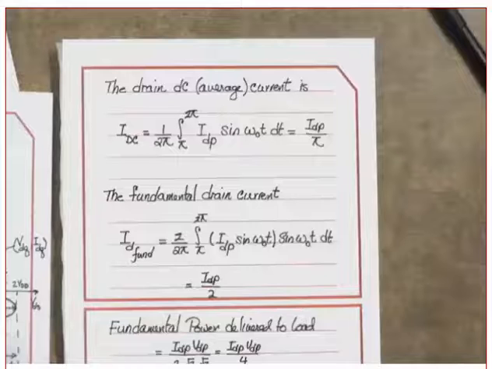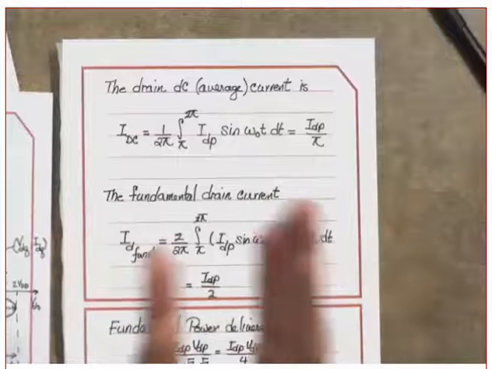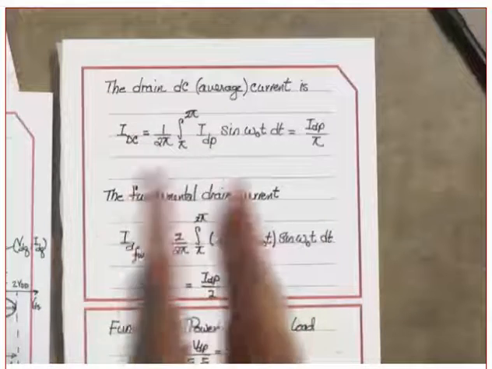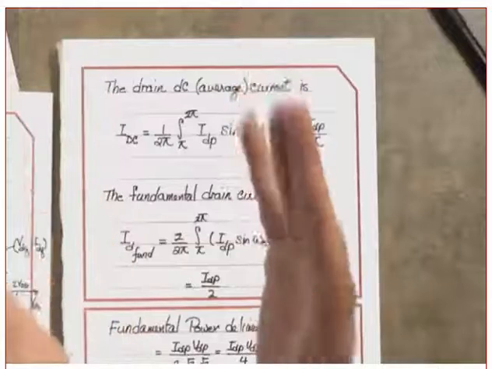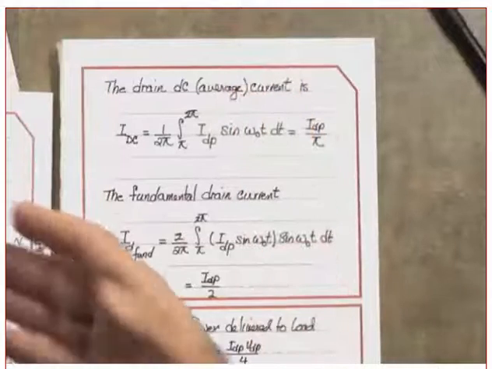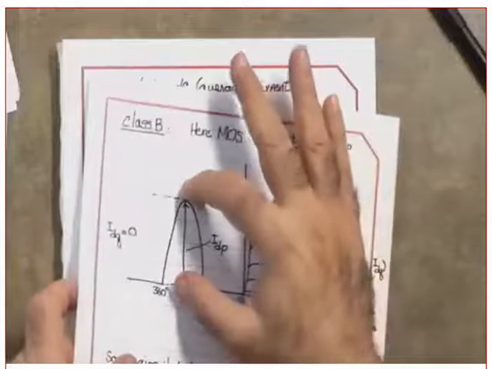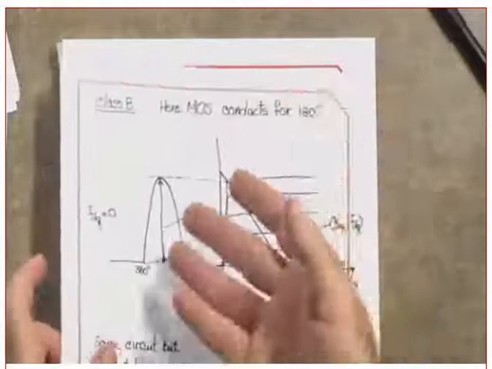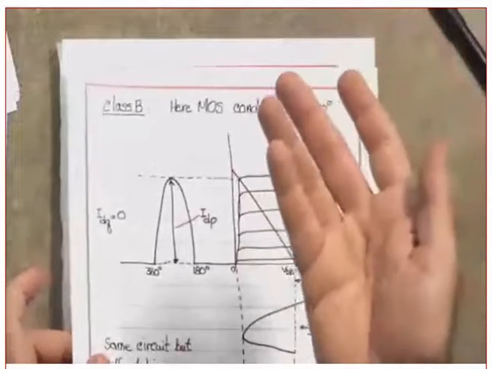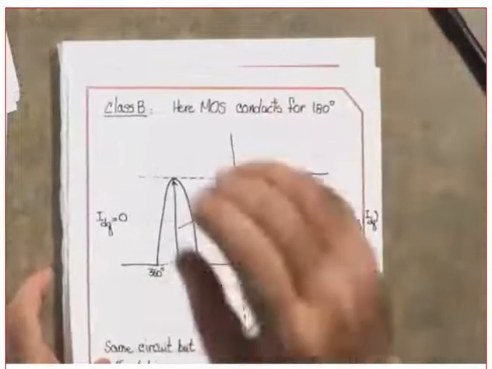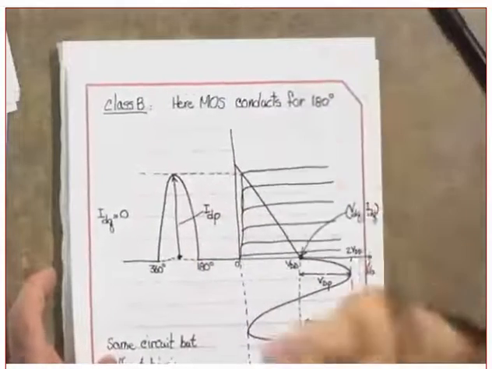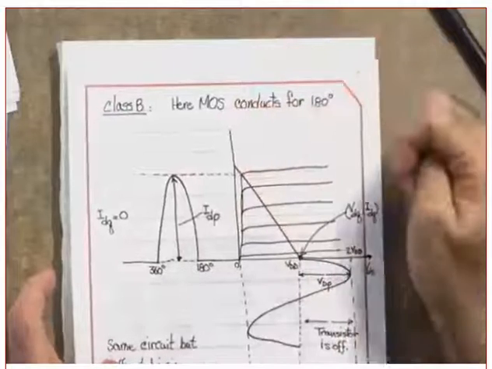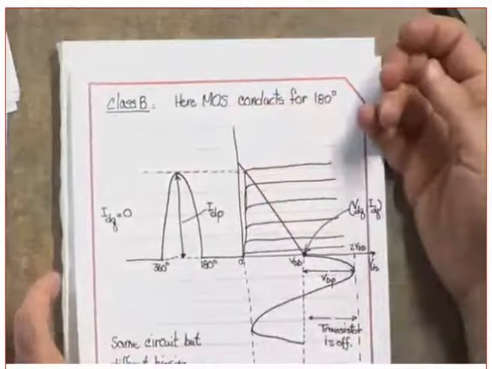One more time. What does IDP stand for? The peak drain current. Which one, the AC or the...? That's the AC. You follow me or not? But in this case, it's the same as the peak ID current. Why? Because IDQ happens to be equal to 0. Yes or no? Okay, good.